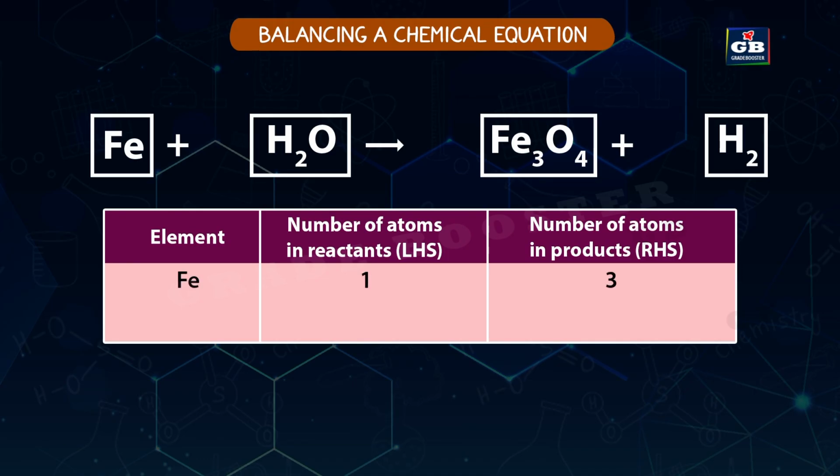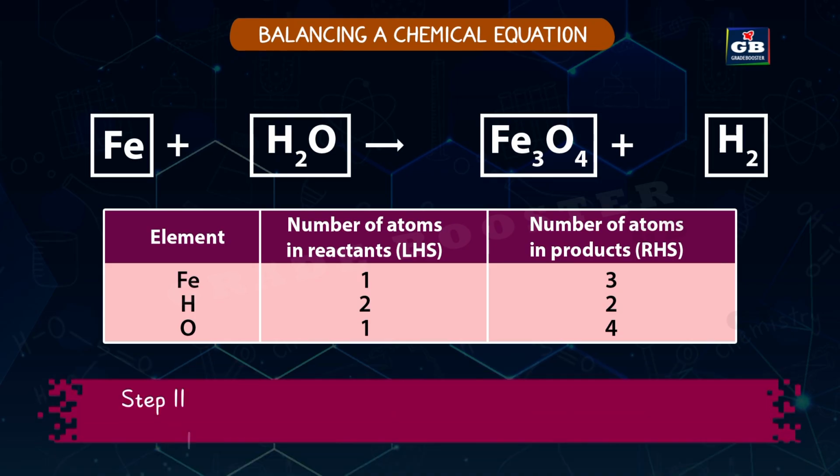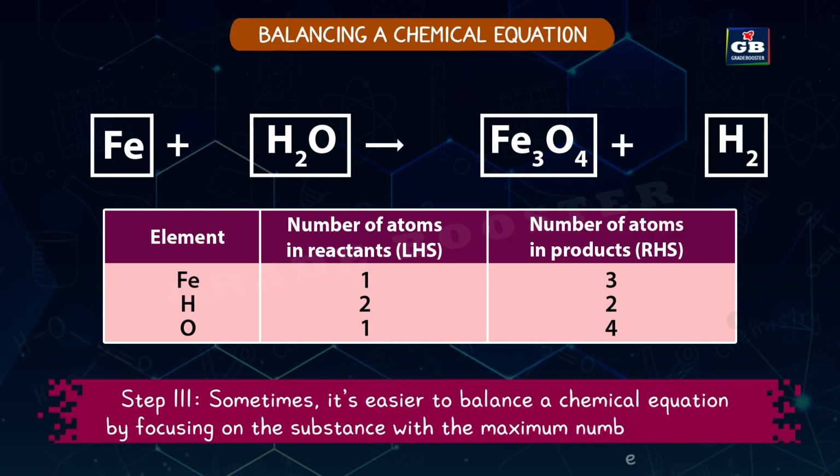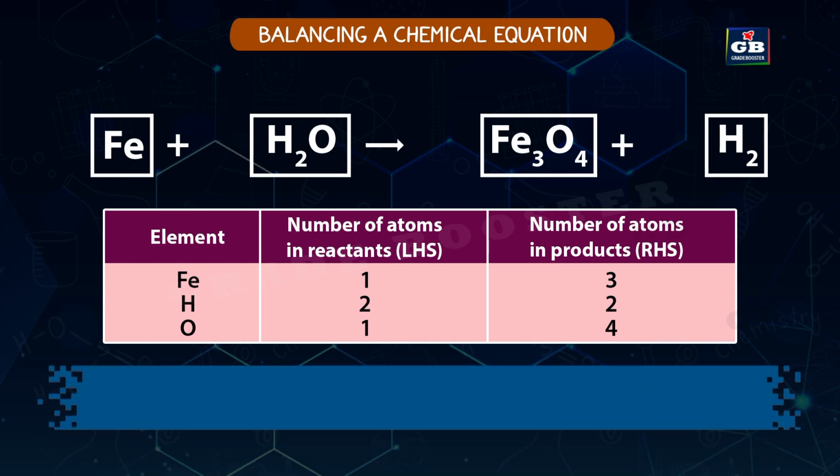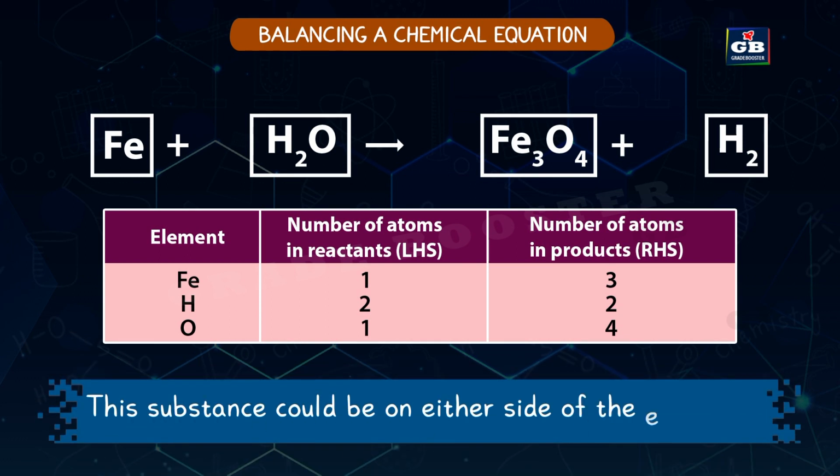Iron, number of atoms in the reactants is 1 and in the products it is 3. Hydrogen, number of atoms in the reactants 2, in the products 2. Oxygen, in the reactants 1 and in the products 4. Step 3. Sometimes it is easier to balance a chemical equation by focusing on the substance with maximum number of atoms. This substance could be on either side of the equation.